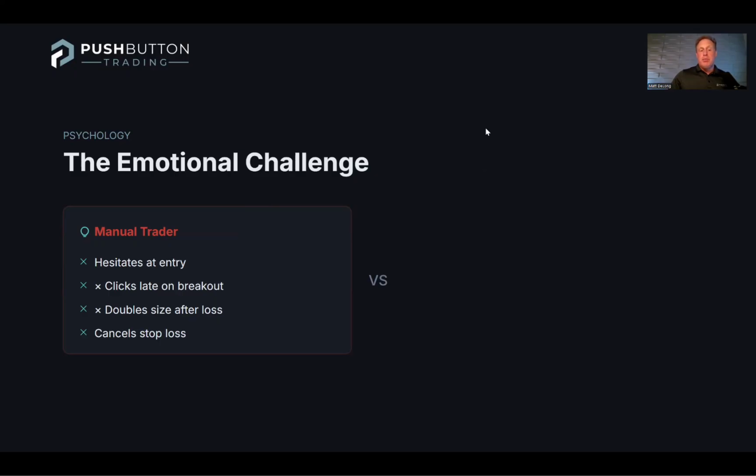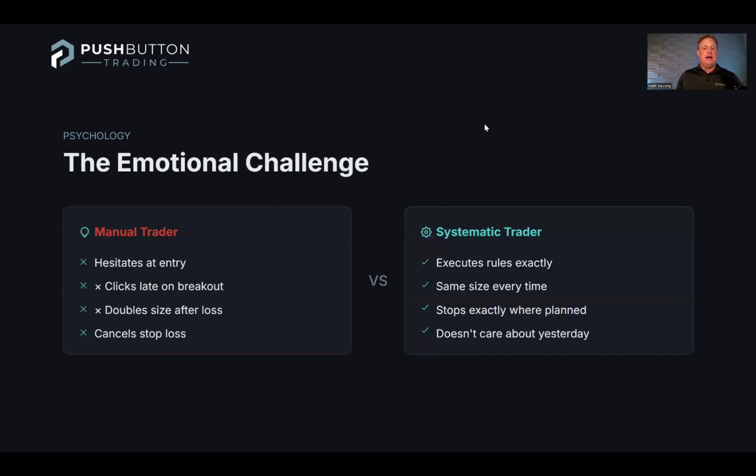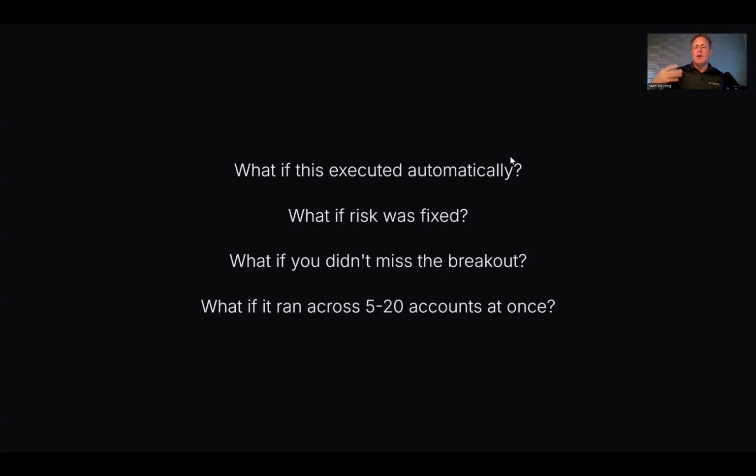Now compare that to what we prefer, which is systematic trading. We're not doing this manually, we're systematically doing this, right? And we're going to execute the rules exactly. We're going to keep the risk, the size, all that the same every single trade. And then we're going to put our stop loss exactly where we planned it. And it doesn't matter what happened yesterday. It doesn't matter what's going to happen tomorrow, next week. It doesn't even matter if you're in a bad mood, right? Systematic or automated trading is what we prefer, and that's where it's at. So just hypothetically, what would happen if this was executed automatically? That's where we're going with this.